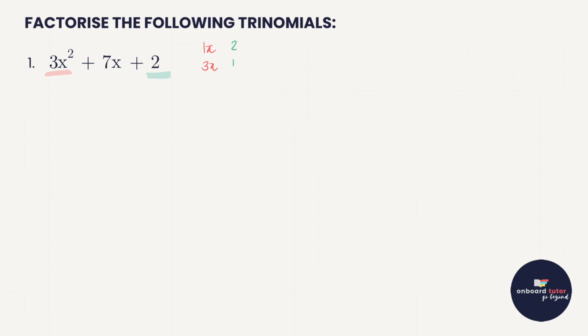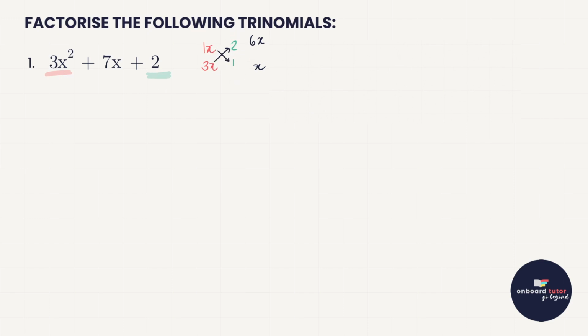And once we've done that, we can cross multiply. So 3x times 2 gives us 6x, and 1x times 1 gives us 1x. Okay, and now that we've done this, so step 1, factors of the first term. Step 2, factors of the last term.